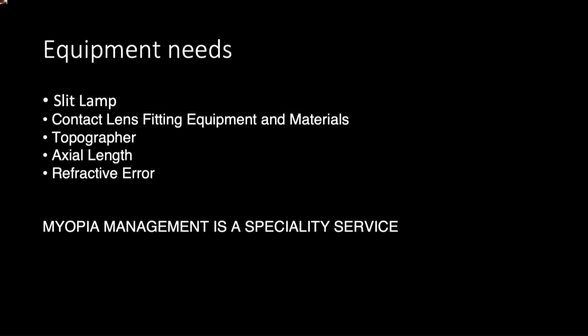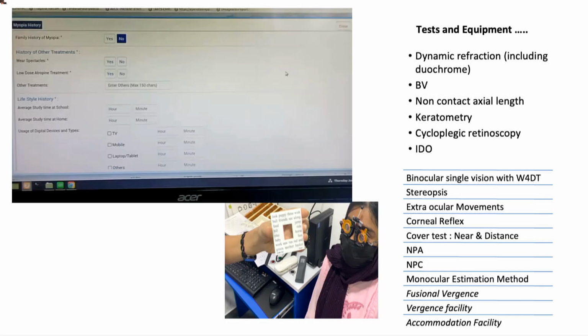The equipment needs: I would say having a non-contact axial length is mandatory for managing myopia, except that some private practitioners may not have it. But if it is there, or in the vicinity, definitely use it. If you are in a tertiary eye care center or any institute where they use a biometer for axial length in cataract clinics, you can use the same thing for your clinics also. It is definitely a specialty service, and these are the tests that we do.